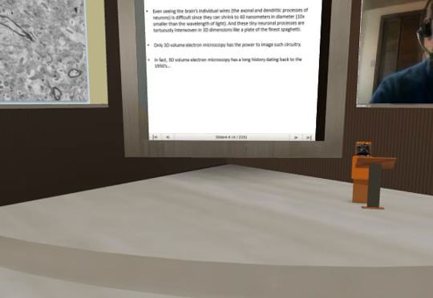And these tiny neuronal processes are tortuously interwoven in 3 dimensions like a plate of the finest spaghetti. Only 3D volume electron microscopy has the power to image such circuitry. Now, people might think that 3D volume electron microscopy was just invented a couple of years ago, but it actually has a very long history dating back to the 1950s. And I want to do that justice here.